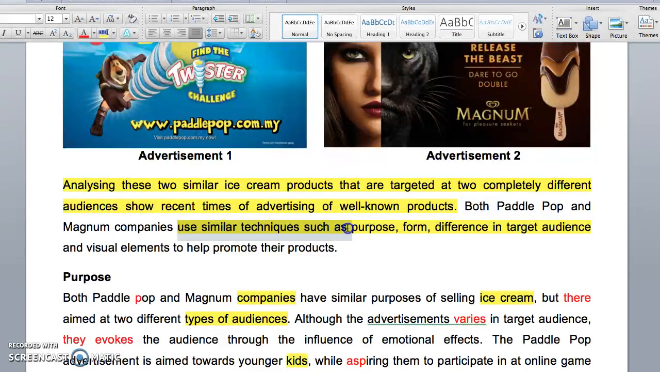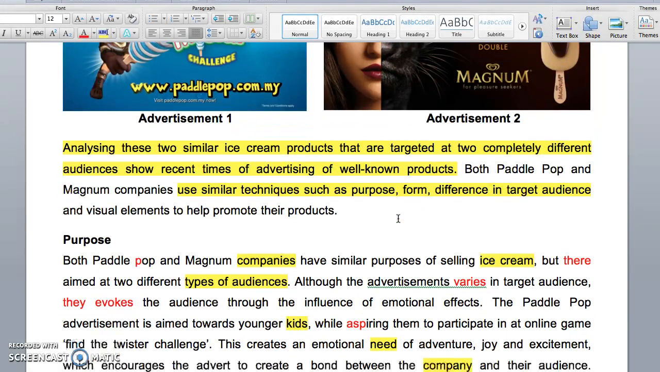Now, purpose and form are not techniques, so you need to just check this. We're talking about the conventions of advertising. Yes, they both use the conventions of advertising, and they share similar purpose, and I think possibly form, but they're just mainly different in target audience. So you just need to tidy this bit up.